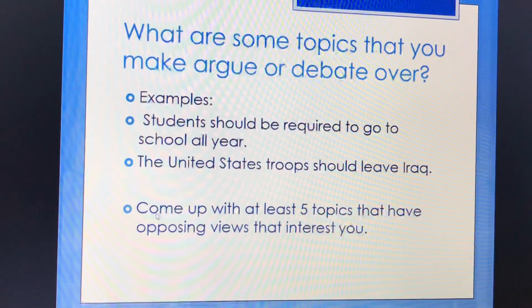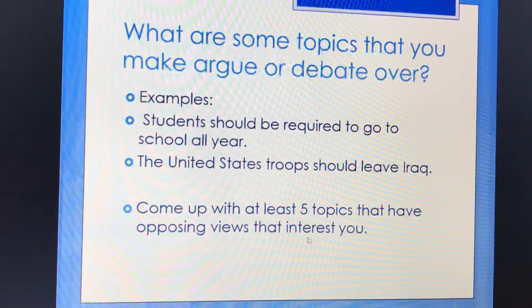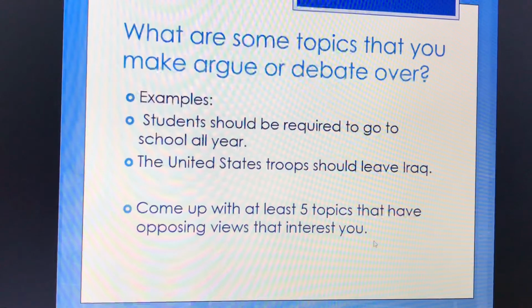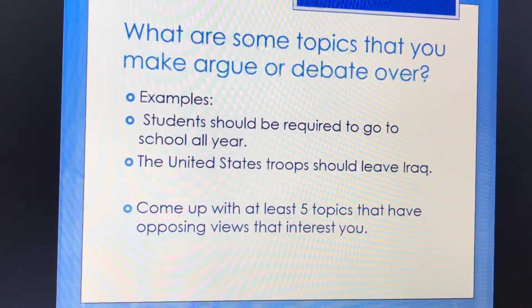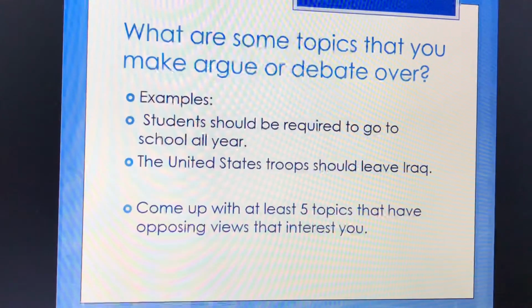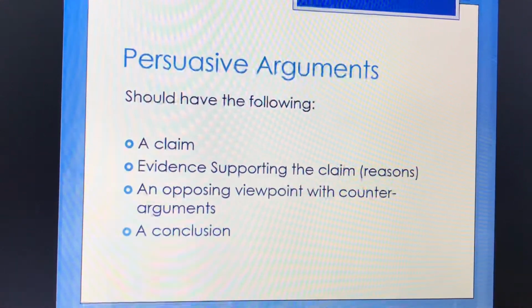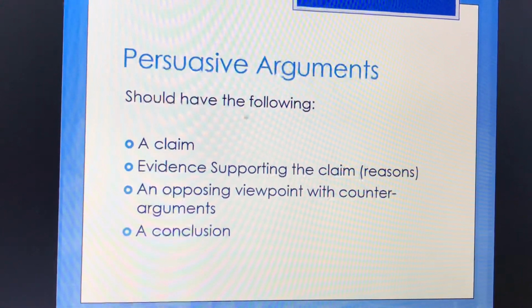We can come up with at least 5 topics that have opposing views that interest you, as I have told you. It can be school uniform, a long scholastic year, three semesters in a school year, or children having cellular mobile phones. Many topics, not only one. So, for opinion writing, we should have the following.